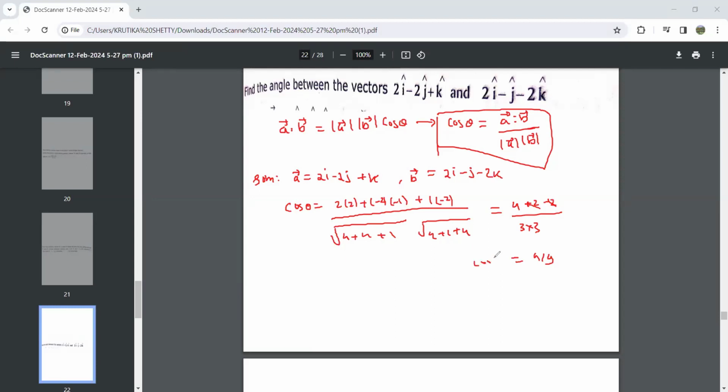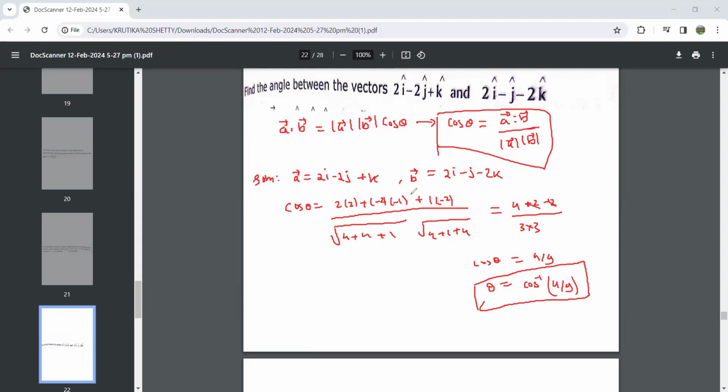This is cos theta. So the final angle will be, cos theta is equal to 4 by 9, or theta will be equal to cos inverse 4 by 9. So this will be the value of the angle between the two vectors, that is theta.